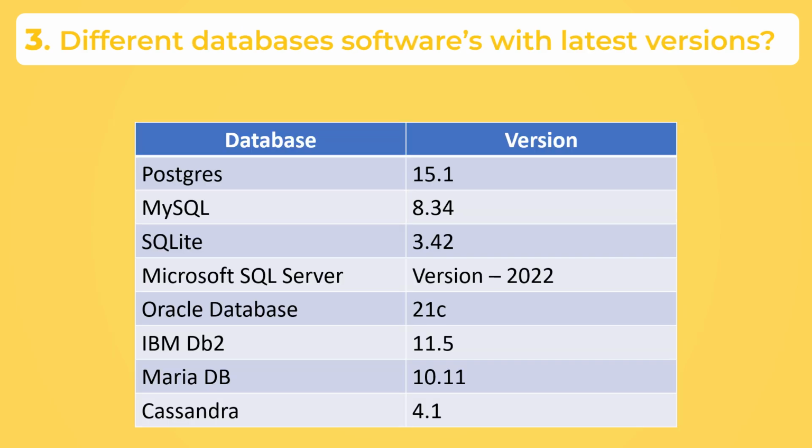So our third question is, different database software with the latest versions. Most of the time the interviewer checks whether the candidate has upgraded knowledge of software technology, with the latest versions. So let's see. The latest version of Postgres is 15.1, for MySQL 8.34, for SQLite 3.42, for Microsoft SQL Server version 2022, Oracle Database 21c, IBM DB2 11.5, MariaDB 10.11, and Cassandra 4.1.